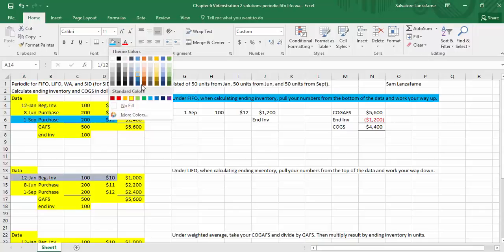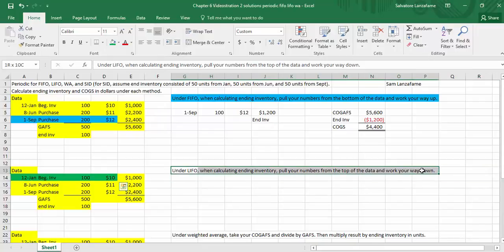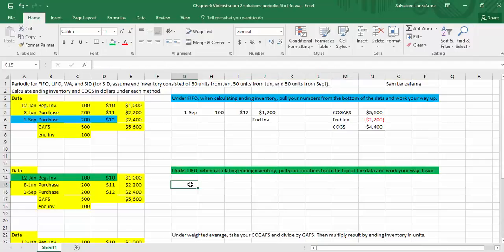Let's put this in a different color here. Let's go green. Let me highlight this in green as well. Okay, so now these units are coming from the January 12th purchase, and we're taking all 100 at the $10, and you can see that's going to give us $1,000.